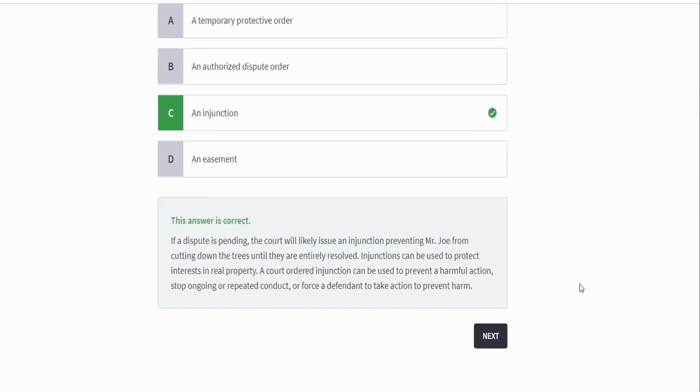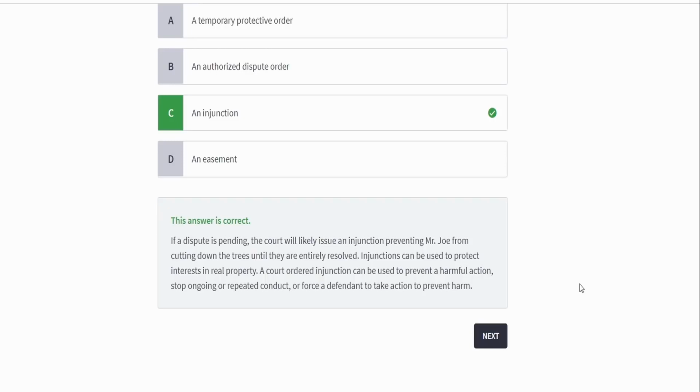The correct answer is C. It's an injunction. All right, so let's unpack that for a bit. If a dispute is pending, the court will likely issue an injunction preventing Mr. Joe from cutting down the trees until they are entirely resolved. Injunctions can be used to protect interest in real property. A court-ordered injunction can be used to prevent a harmful action, stop ongoing or repeated conduct, or force a defendant to take action to prevent harm.